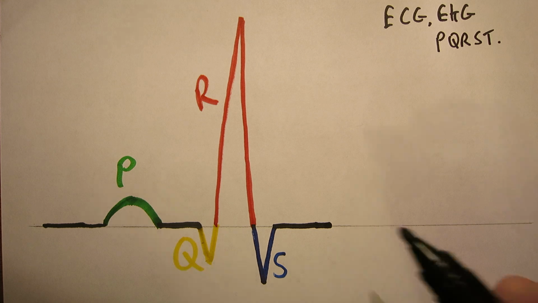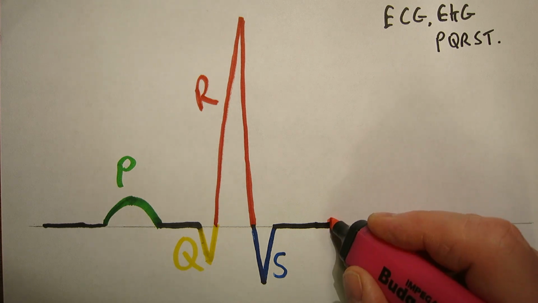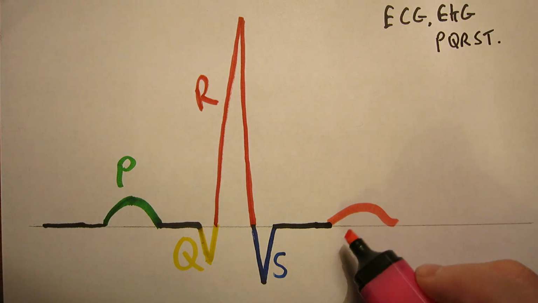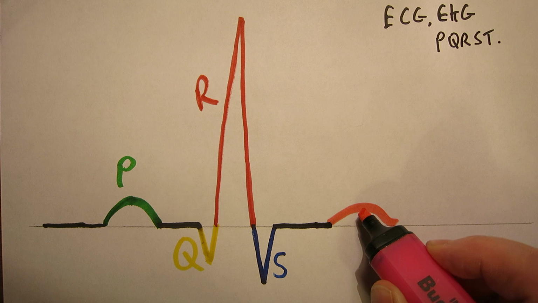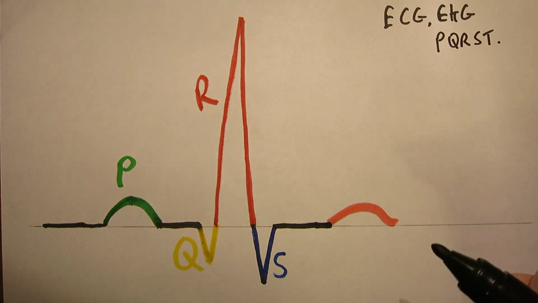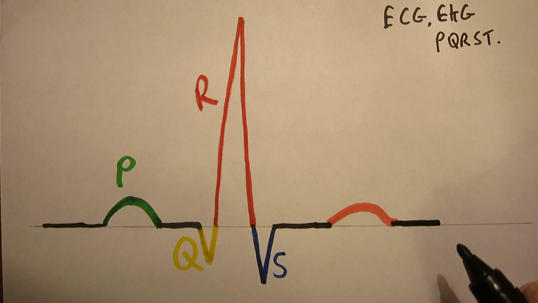And then the next wave we're going to see is going to be the T wave. So here we have the T wave I'm drawing in pink. And again we see the T wave has an upward deflection away from the isoelectric line and a downward deflection back to the isoelectric line. And then we carry on before we come to the next P wave.